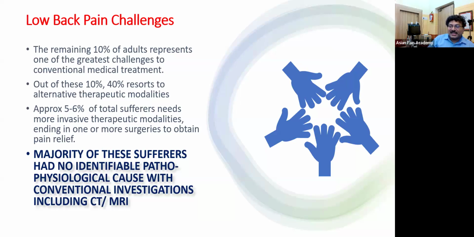Among those patients, it has been found that 10 to 40% are treated by alternative therapeutic modalities like physiotherapy and chiropractic, so they can resolve. But the remaining 5 to 6% is a real challenge. And the majority of these sufferers had no identifiable pathological cause with conventional investigations, including CT and MRI. So what happens to these patients? They go to a neurosurgeon, then an orthopedic surgeon, then a pain physician, and so on.